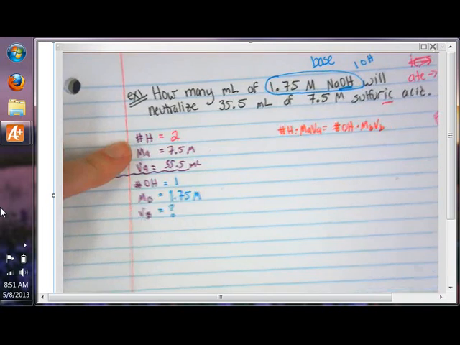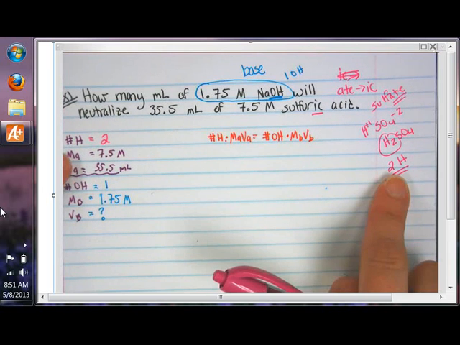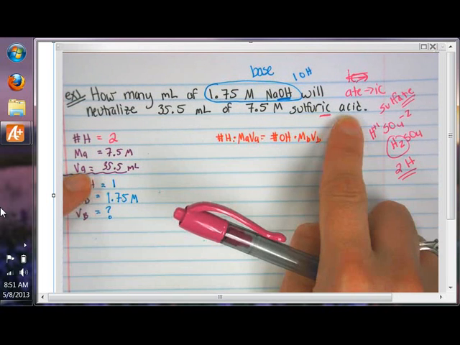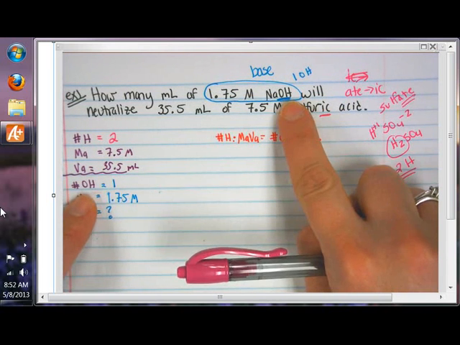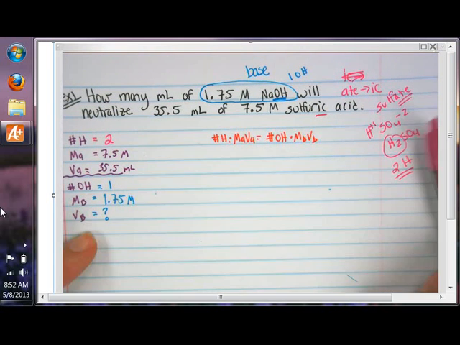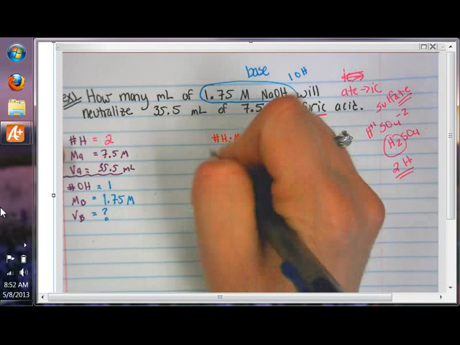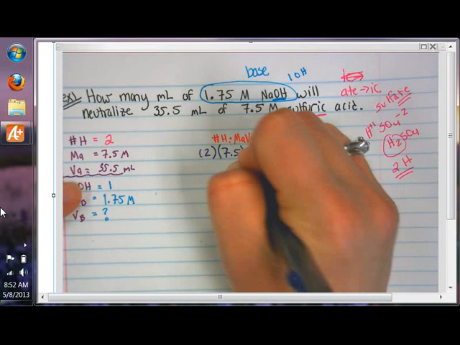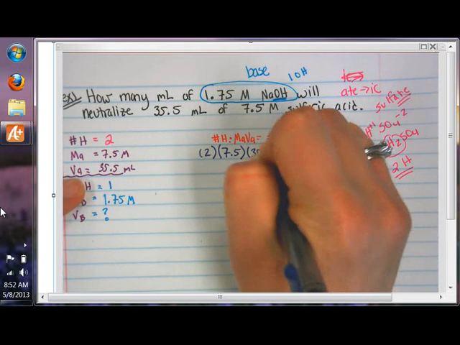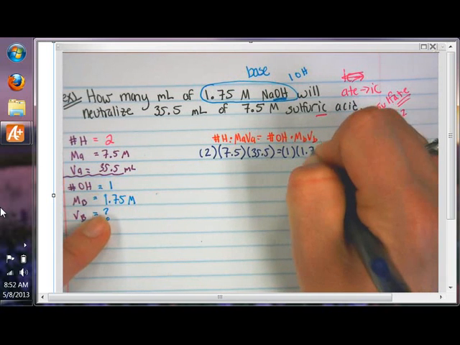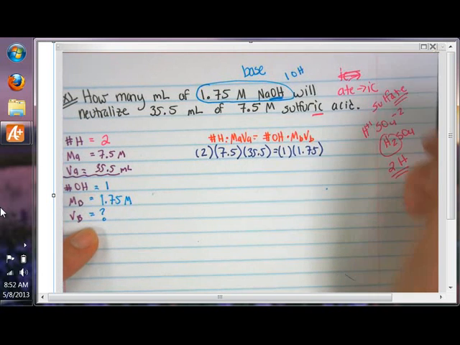So now that I have my number of H's, I have the molarity of my acid, I have the volume of my acid, I have the number of hydroxides, I have the molarity of my base, and they want the volume of my base. I'm just going to plug and chug. So there are 2 hydrogens. Molarity of my acid is 7.5. Volume of my acid is 35.5. Number of OHs is 1. The molarity of my base is 1.75. And the volume of my base is, I don't know. Going to circle volume of my base because that's what I'm trying to find.